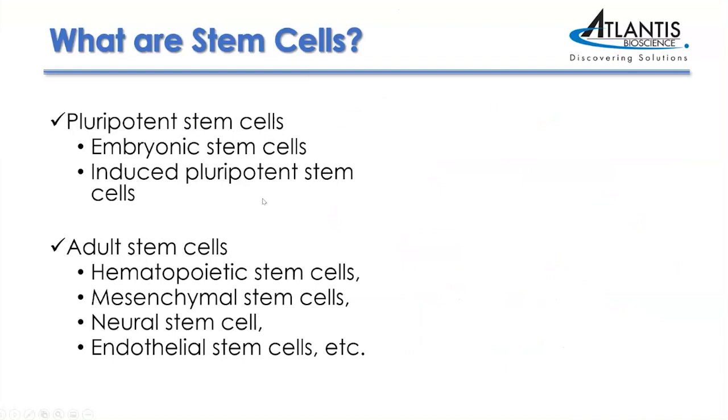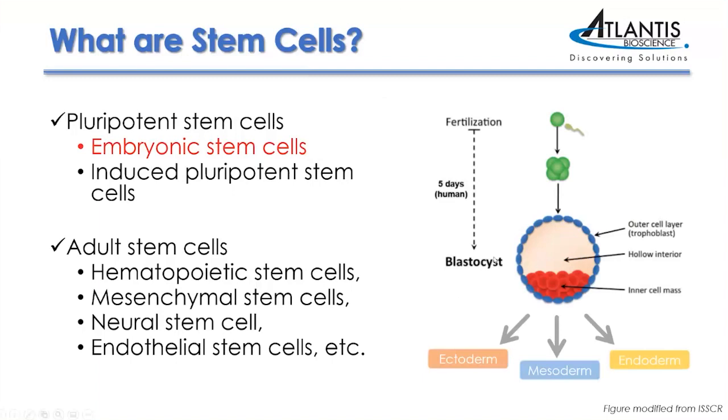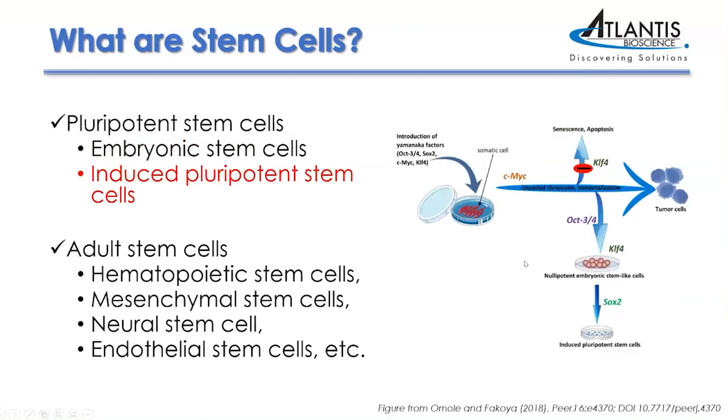So basically, stem cells can be broadly categorized into two groups, the pluripotent stem cells and the adult stem cells. Within the pluripotent stem cells, they can be further classified into the embryonic stem cells and the induced pluripotent stem cells. Embryonic stem cells are isolated from the inner cell mass of the blastocyst, which is a hollow ball of cells that in a human is formed 3 to 5 days after an egg cell is fertilized by a sperm. So the embryonic stem cells have the ability to generate mature cell types of the three germ layers, such as ectoderm, mesoderm, and endoderm.